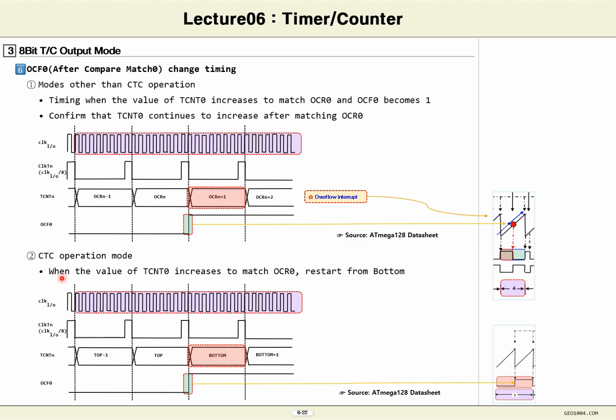On the other hand, in CTC operation mode, it falls to the bottom. As you can see, it goes to the top, then drops to the bottom. And at the moment it changes from top to bottom, OCF0 becomes 1. So by dividing it into these two, we can understand the timing of changes in the compare match flag.